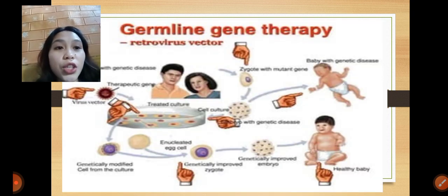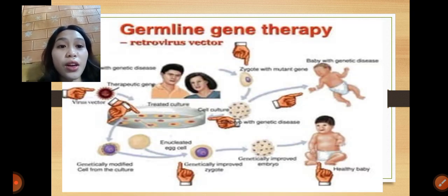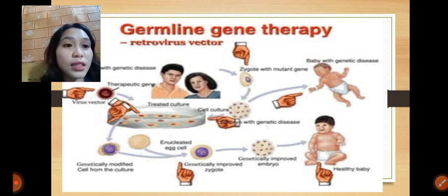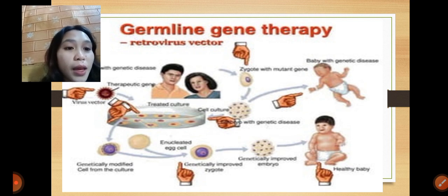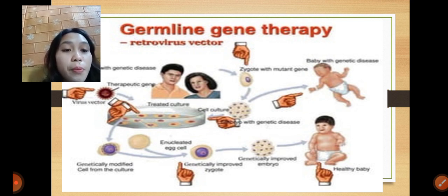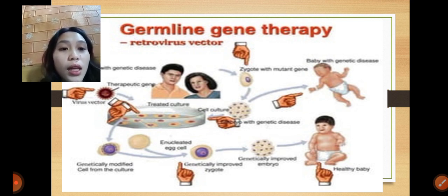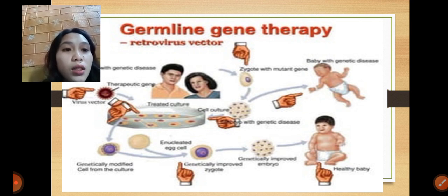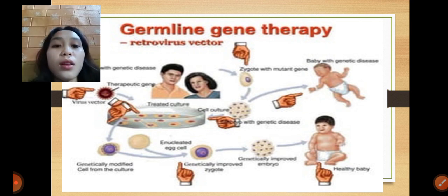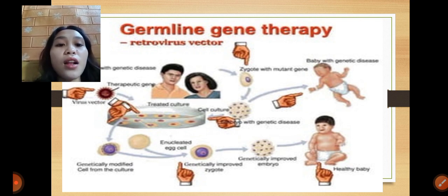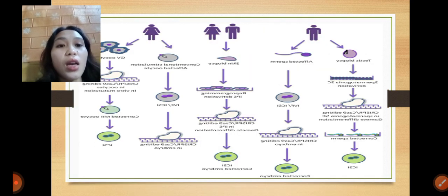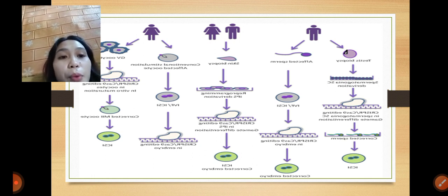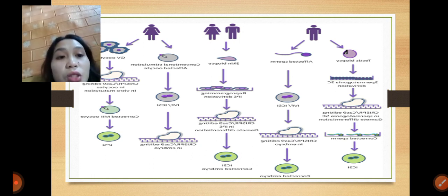And this is the germline gene therapy example. There is a baby with genetic disease, a healthy baby, a genetically improved embryo, and the cell culture, genetically modified cell from the culture. And this is the other example of germline gene therapy.